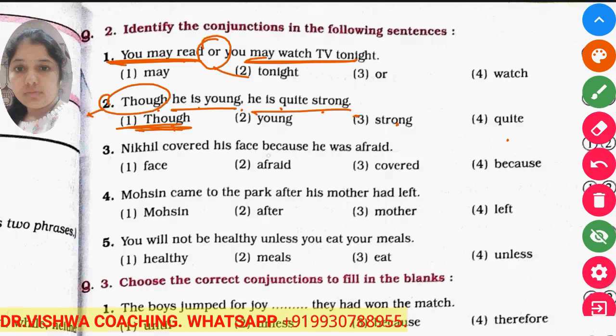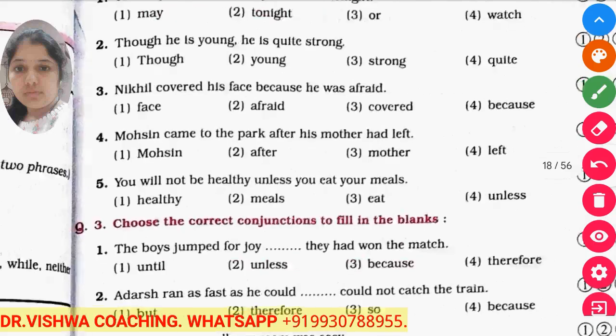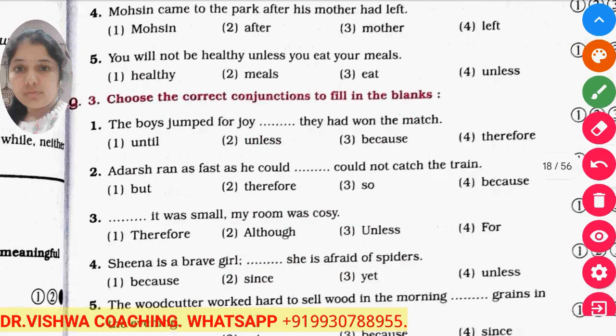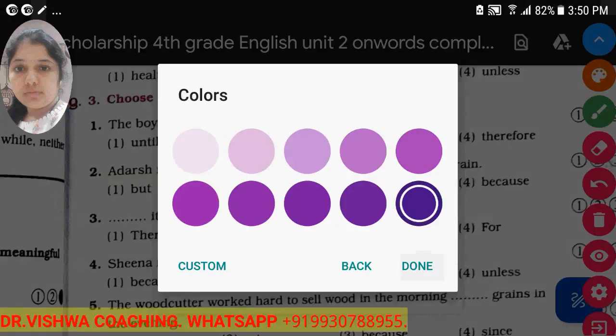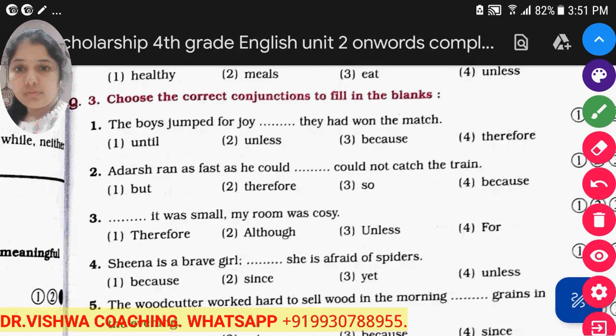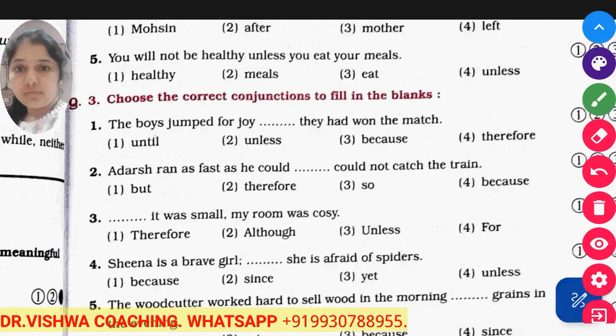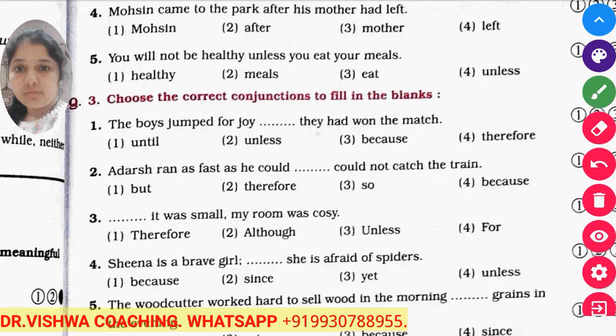Nikhil covered his face because he was afraid. Now here again this is one sentence, this is another sentence, and because is the word which joins them, so the conjunction is because. Fourth and fifth you try at home. We'll move to the third question. Now the third question is: choose the correct conjunction to fill in the blank. The boy jumped for joy, blank, they had won the match. The given options are until, unless, because, therefore.